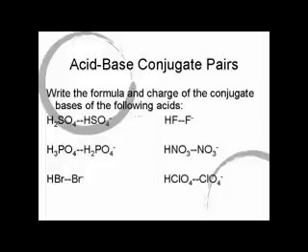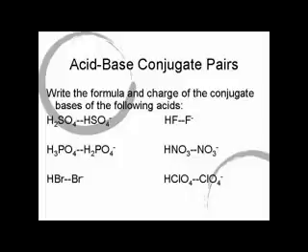Welcome back. Let's check your answers. Remember, the conjugate base for a Bronsted-Lowry acid has to have one less hydrogen and one more negative charge. So for H2SO4, which is sulfuric acid, the conjugate base would have one less hydrogen, so it's HSO4, and one more negative charge, so it's HSO4 1 negative.